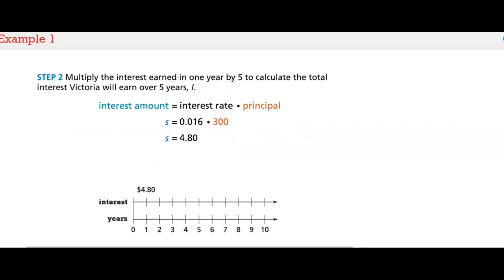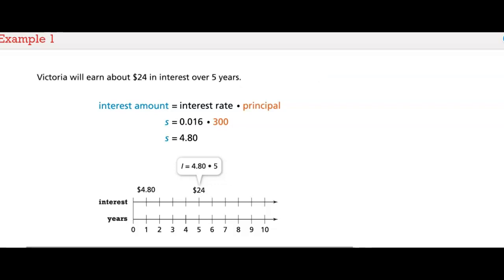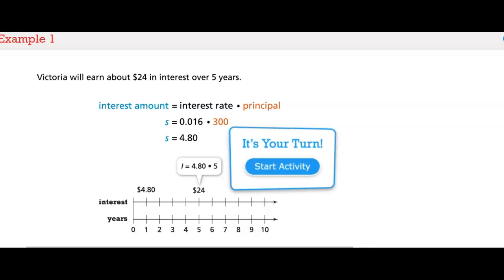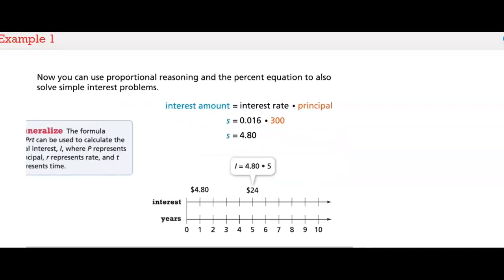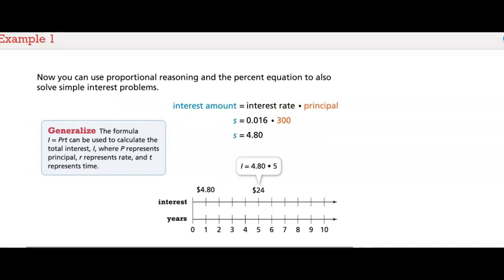Step 2. Multiply the interest earned in 1 year by 5 to calculate the total interest Victoria will earn over 5 years, I. I equals 24, so Victoria will earn $24 in interest over 5 years. The formula I equals P times R times T can be used to calculate the total interest, I, where P represents principal, R represents rate, and T represents time. Now you can use proportional reasoning and the percent equation to also solve simple interest problems.